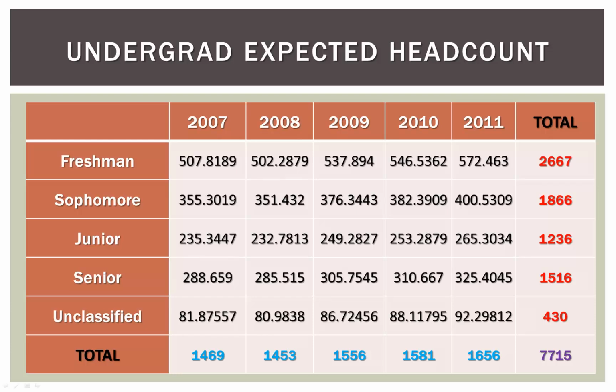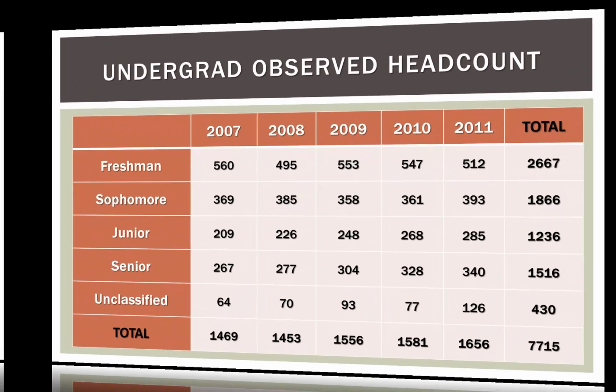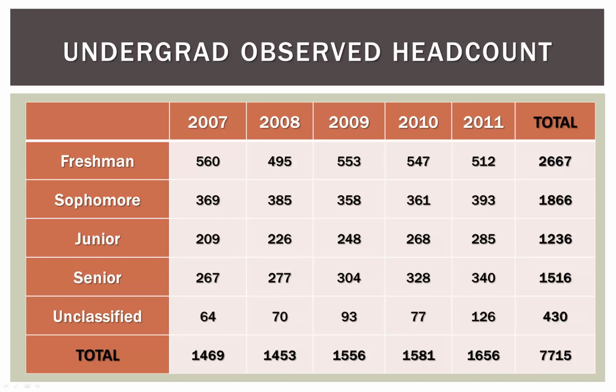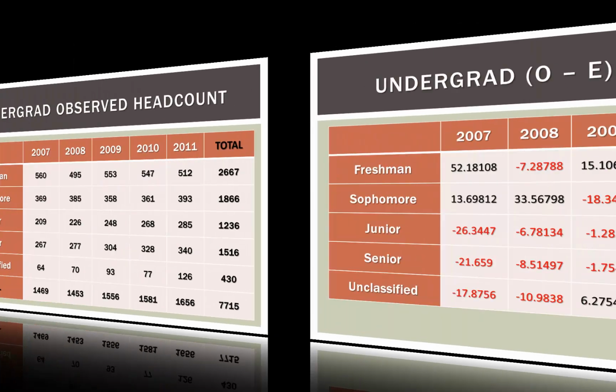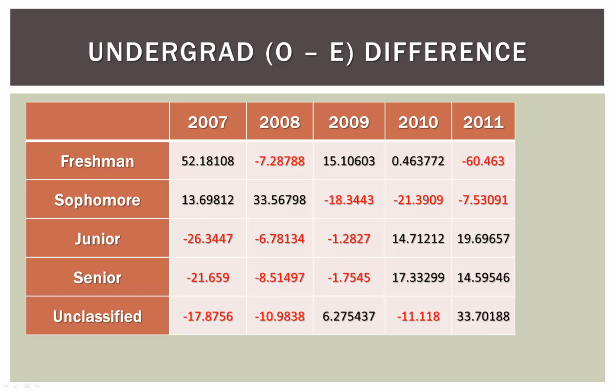So here we are back from Excel, and all I've done is gone ahead and paste in the expected head counts we figured in Excel. So they are all there in the table. And again, here is our observed head count, so you can kind of see where we started. Now what I've done here is just some subtraction. I took our observed and then subtracted our expected for each cell.